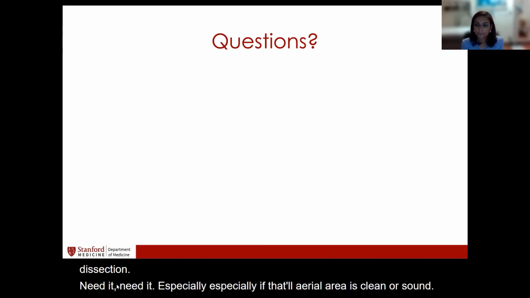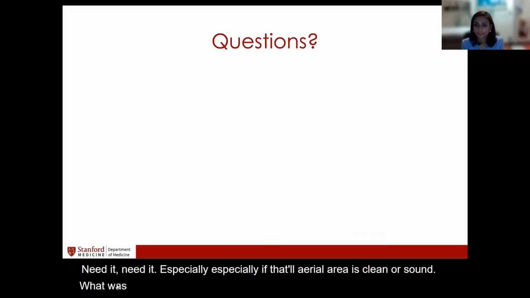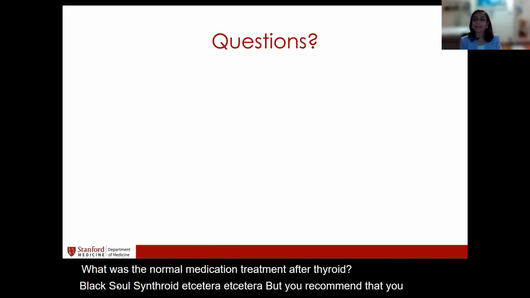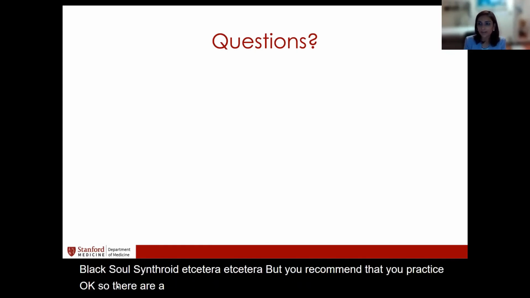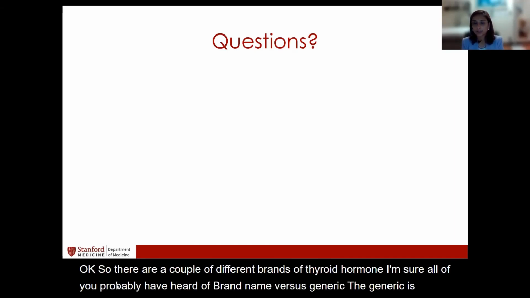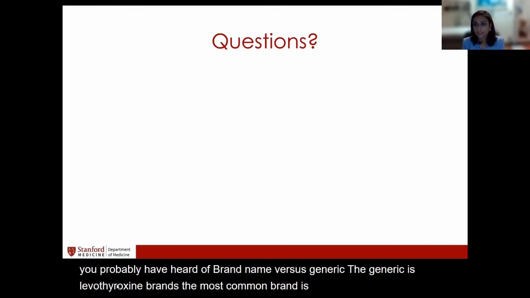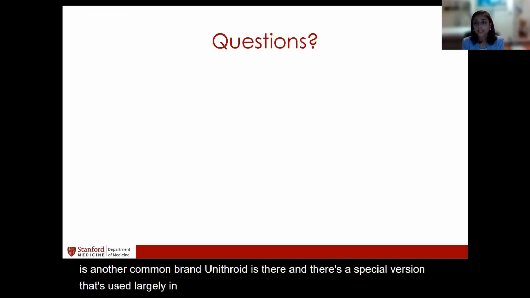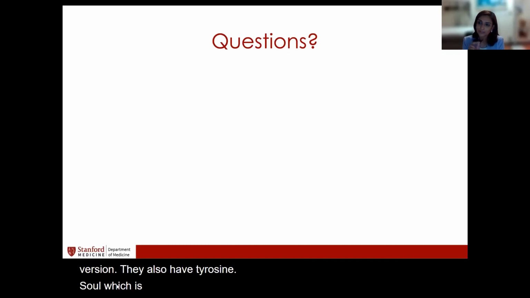And what would be considered normal medication treatment after a thyroidectomy? Synthroid, et cetera, what do you recommend at your practice? Okay, so there are a couple of different brands of thyroid hormone. I'm sure all of you probably have heard of brand name versus generic. The generic is levothyroxine. The most common brand is probably Synthroid. Levoxyl is another common brand. Unithroid is there. There's a special version that's used largely in Europe called Tirosint, and it's a gel cap version. They also have Tirosint-SOL, which is liquid thyroid hormone that comes in a little packet that you pop.